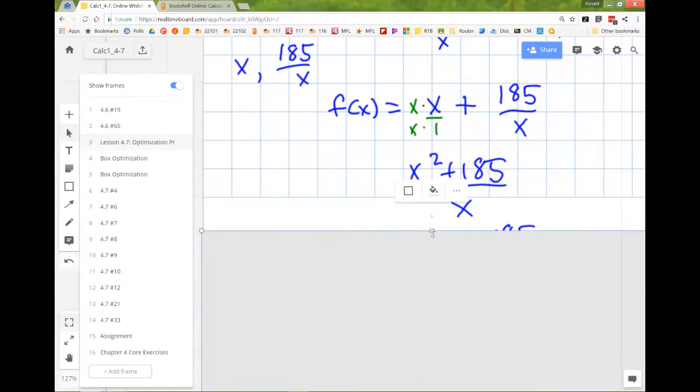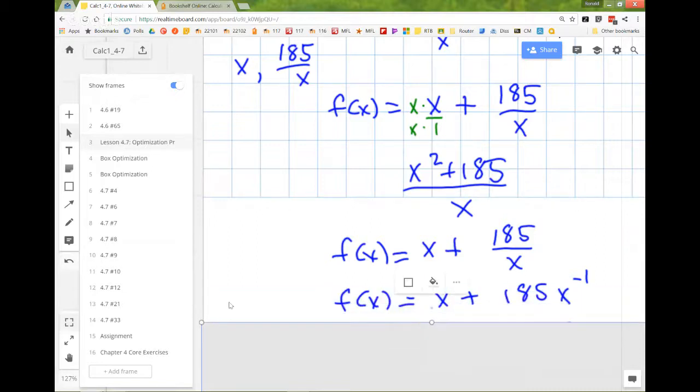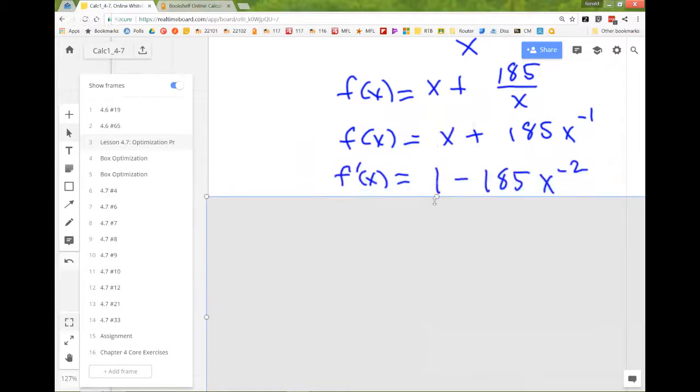So now we need to minimize that. In preparation for taking a derivative, I'm going to rewrite 185 over x as 185 x to the negative 1. Now take your derivative. Derivative of x is 1. Derivative of 185 x to the negative 1, power rule, negative 185 x to the, lower the power by 1, negative 2.